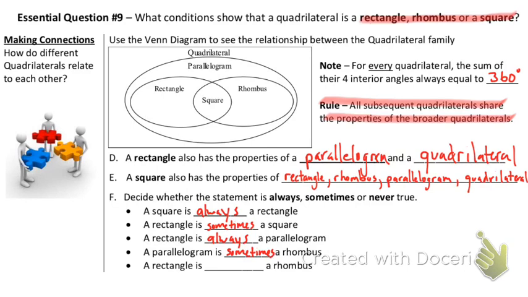And last but not least, a rectangle is a rhombus. Is always, sometimes, or never. So let's look for the rectangle. Is any part of the circle of the rectangle part of the circle of the rhombus? And the answer is sometimes, and that's when it's a square. The answer is sometimes. All right.